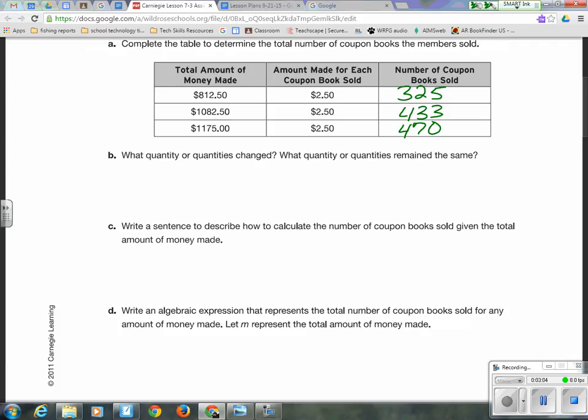In our table, what quantity or quantities changed and what quantity or quantities remain the same? That's a pretty simple question. So tell me, what quantity or quantities changed? The total amount of money made and the number of coupon books sold. Now, somebody give me a sentence, a complete sentence that answers this question. You want to try it?